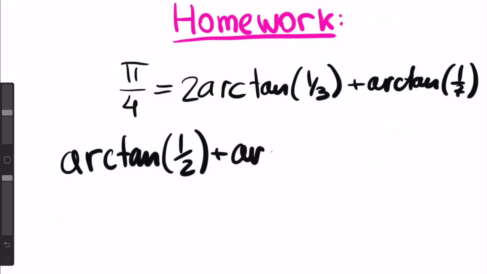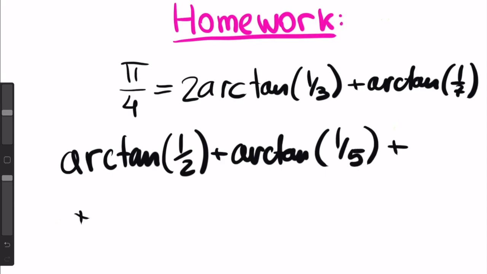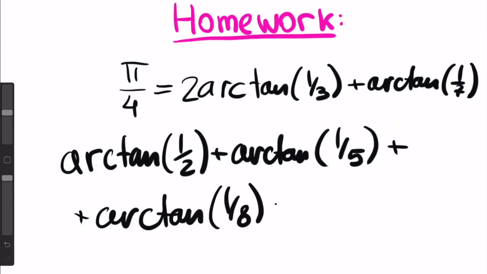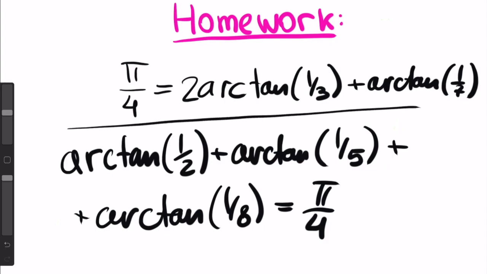And another identity that I want you to prove is that arctan of 1/2 plus arctan of 1/5 plus arctan of 1/8 is also pi/4. And again, the idea here is to use the grid paper in a smart way.